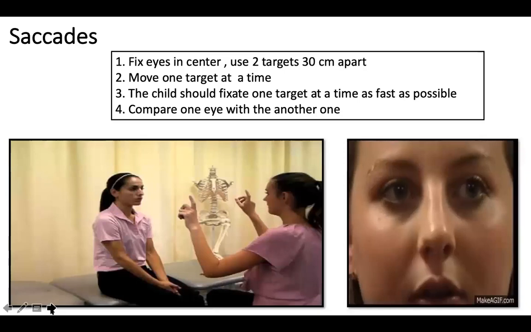So how do we check for saccades? Stay at a distance of around 1 meter or 100 centimeters apart from the patient. Okay, and stand in the middle. Ask your child or the patient to look in the center and use 2 targets, usually the fingers, okay, 30 centimeters apart, right? Instead of 2 fingers, you can also use either 2 pens or 2 bright color objects like 2 red color toys if it's a small kid, right?